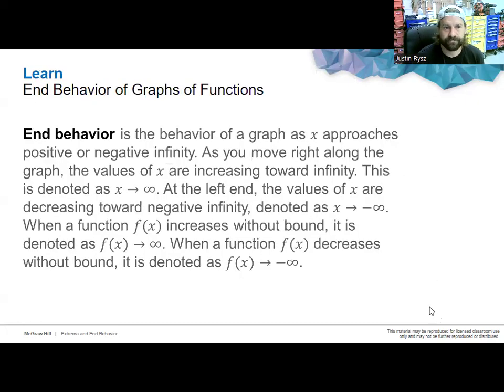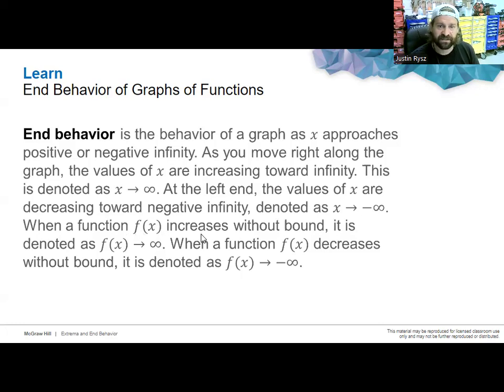All right, second thing we're going to be looking at here is end behavior. Now, end behavior is going to involve infinity, and we're going to be talking about negative infinity and positive infinity. Big thing to help you out, negative infinity is on the left, positive infinity is on the right. Here we go. So end behavior is the behavior of the graph as x approaches positive or negative infinity. As you move right along the graph, starting from the left to the right, the x values are increasing towards infinity. This is denoted as x goes towards infinity. At the left end, we're going to be decreasing, going towards negative infinity. So that's going to be denoted as x approaches negative infinity.